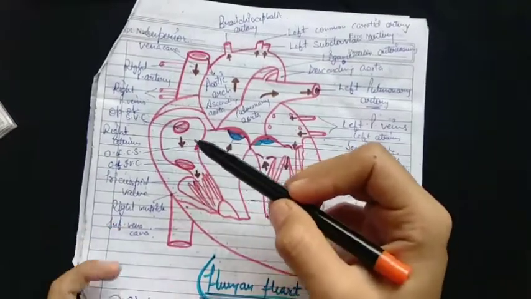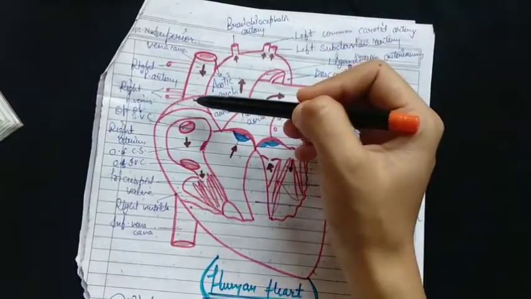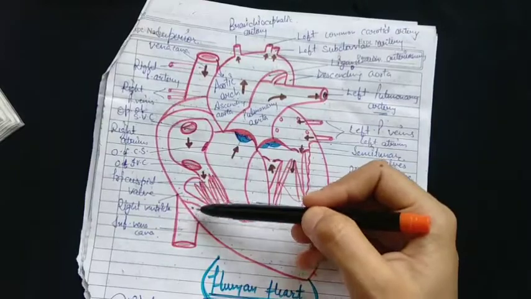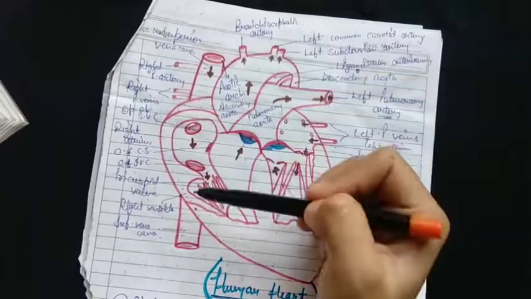The superior vena cava brings blood from our head region, upper limb, and upper chest area. The inferior vena cava brings blood from the lower limb, lower trunk region, and the coronary sinus brings blood from the wall of the heart.